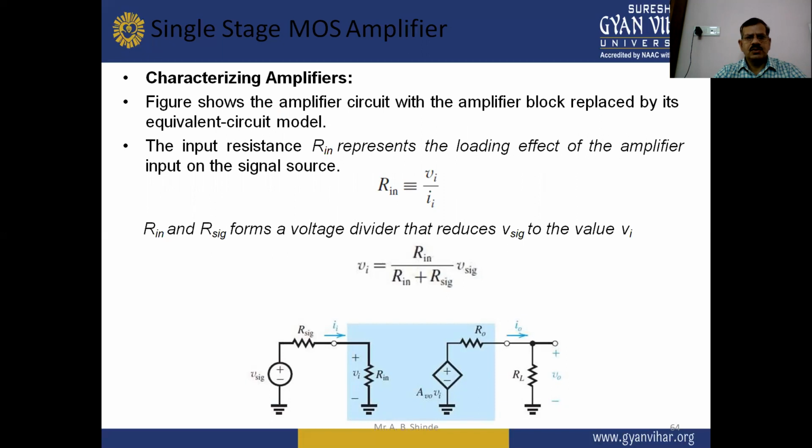Also in this figure, we show the amplifier circuit with the amplifier block replaced by its equivalent circuit model. The input resistance R input represents the loading effect of the amplifier input on the signal source. So R input equals Vi upon Ii. R input and R signal form a voltage divider that reduces V signal to the value Vi. So Vi equals R input upon R input plus R signal, times V signal.